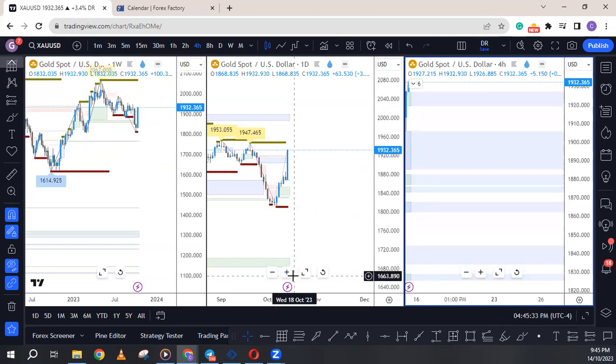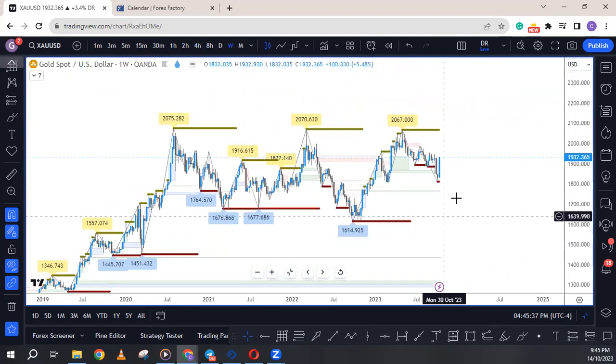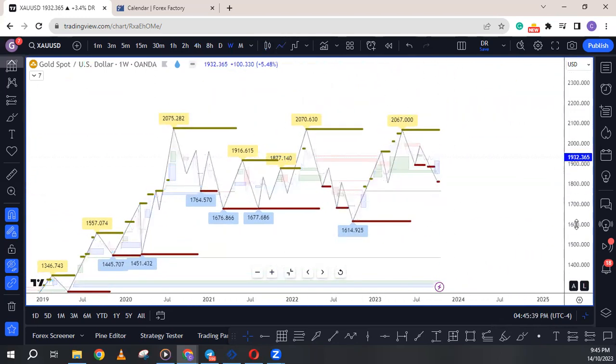Part of the issue is the Israeli-Hamas war. And if you look at gold on the weekly, gold is not bearish. Gold is not bearish. Look at it on the weekly.